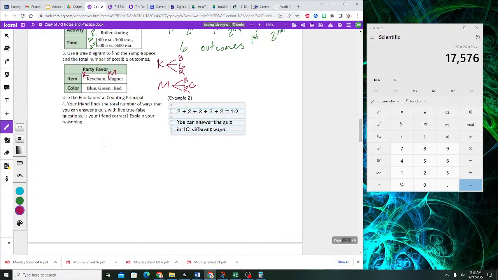Your friend finds the total number of ways that you can answer a quiz with 5 true-false questions. Is your friend correct? Our friend is not right. The issue comes down to there being 2 possible outcomes, which is why he has the 2's there. However, he didn't use the fundamental counting principle because he's adding. My friend shouldn't have added, he should have multiplied.